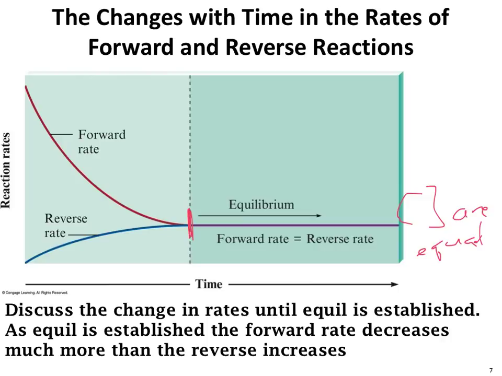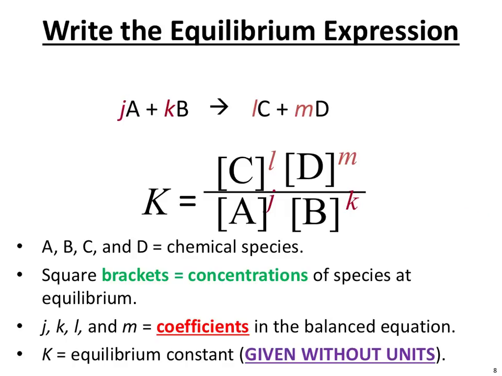So discuss the changes in rates until equilibrium is established. As equilibrium is established, the forward rate decreases much more than the reverse increases. What would cause such a drastic change in their slope? Coefficients. Remember, that's how things are going to relate in terms of how their concentrations change. It's that mole to mole ratio. So that's how you're going to have these changes.